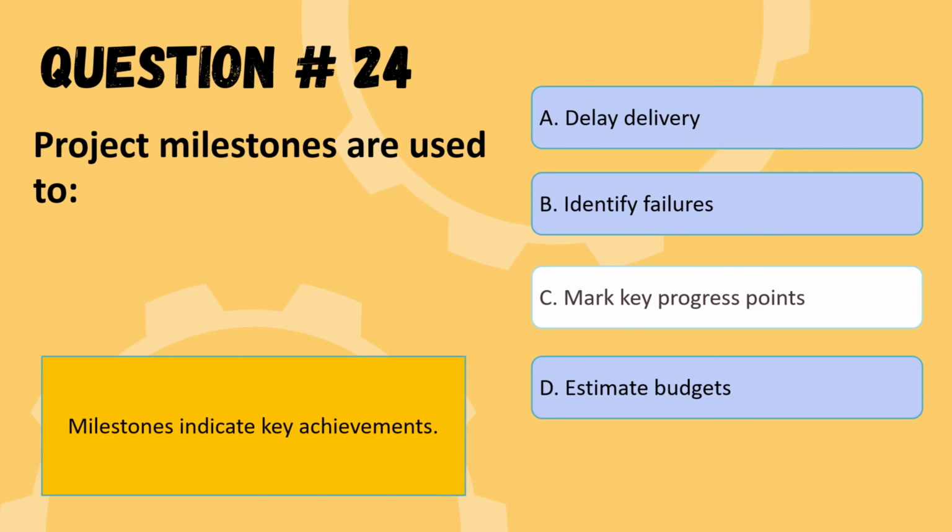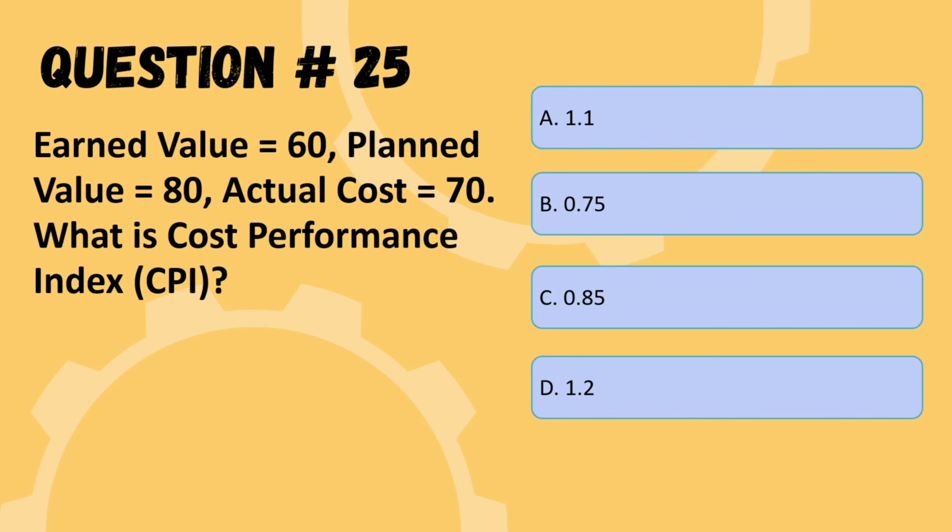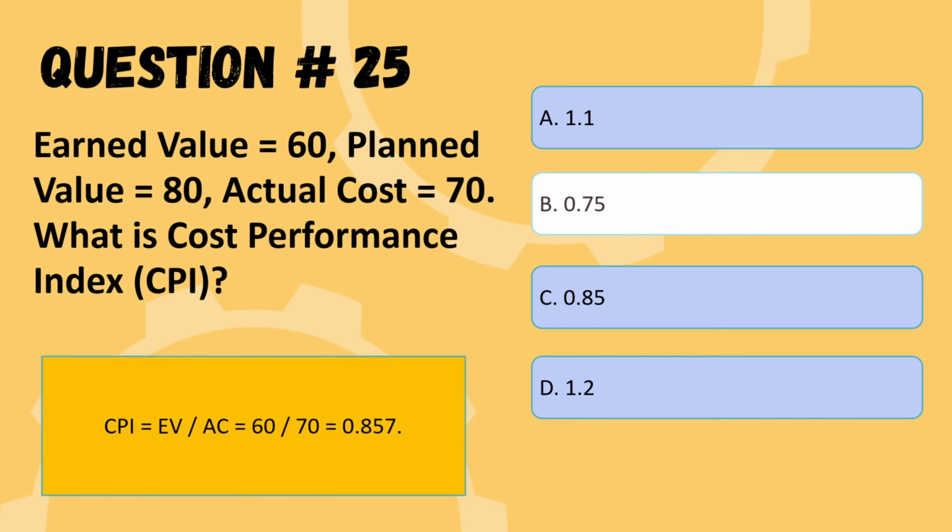So we are moving to the next question. Next question is, earned value is equal to 60, planned value is equal to 80, and actual cost is equal to 70. Then what is the cost performance index, which is CPI? So the correct option is 0.75 and you can see the calculation below.